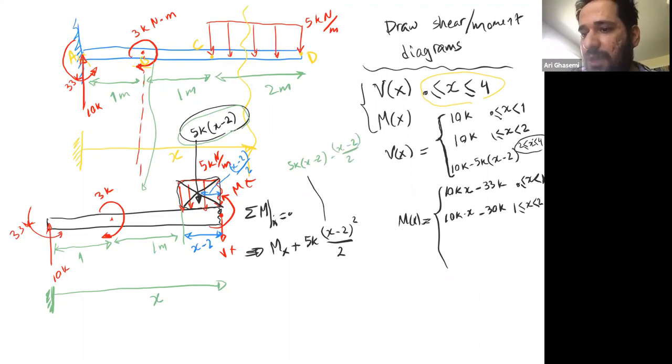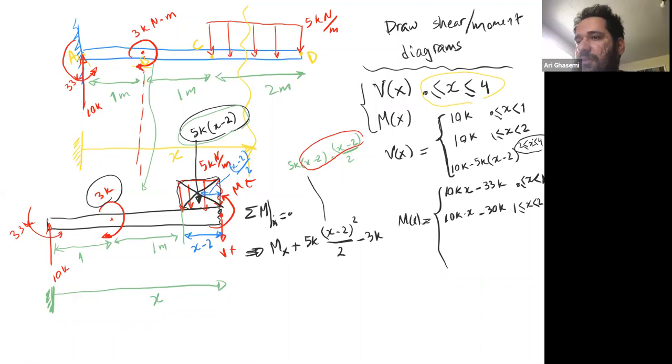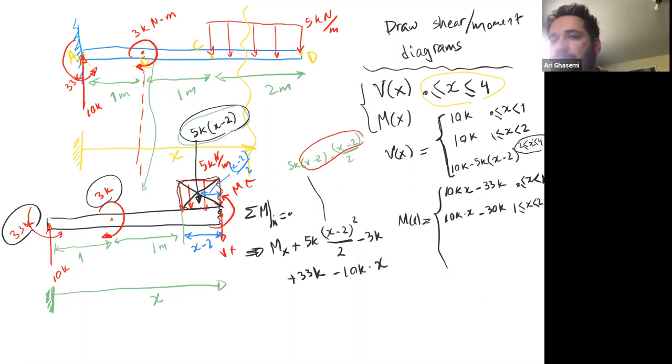Now group these two terms together. Then you have 5K X minus 2 to the second power divided by 2. And it is also positive, because when you take your right hand, your thumb is going outward of the whiteboard, right? So now I go to the next one. Then I do have negative 3K, this guy, because it's negative, I just subtracted in the equation. And then I go to the next one, plus 33K, this guy, and I add it. And then finally, I have negative 10K times X, right? Is equal to 0.